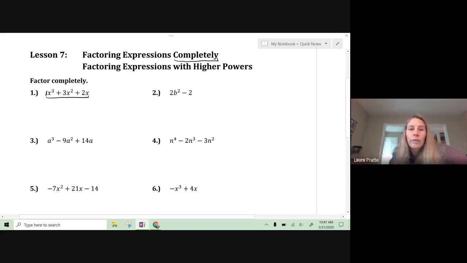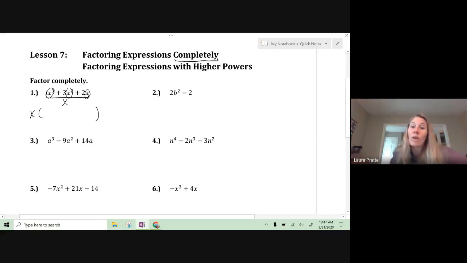So the greatest common factor of that is just going to be 1. So no numbers can divide out. However, we have an x cubed, an x squared, and an x. So they all have an x in common. So the smallest of those would become our GCF, which is that single x. So I'm going to divide out just an x from each of my 3 terms.